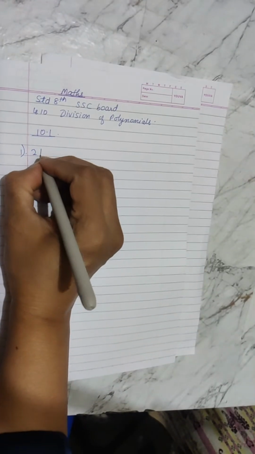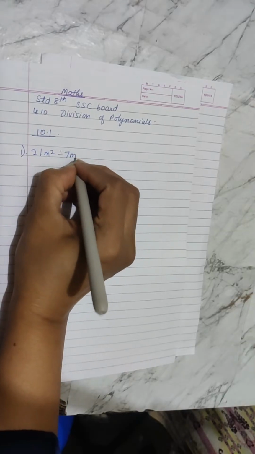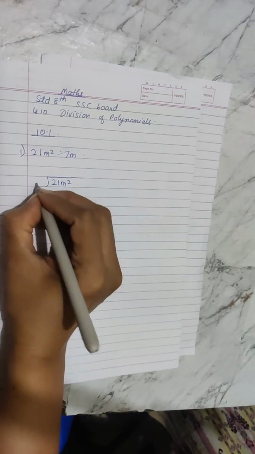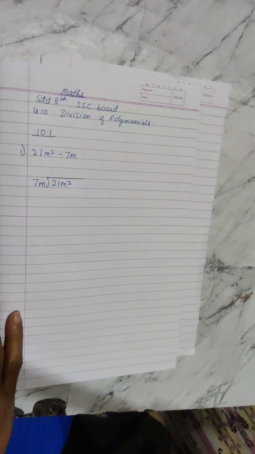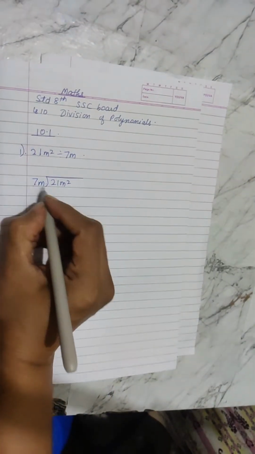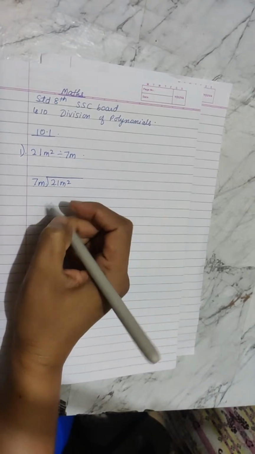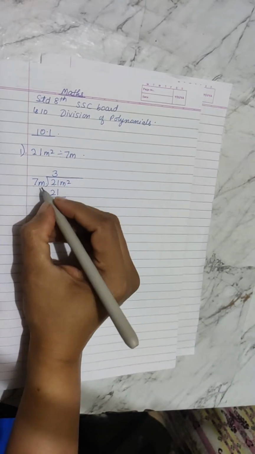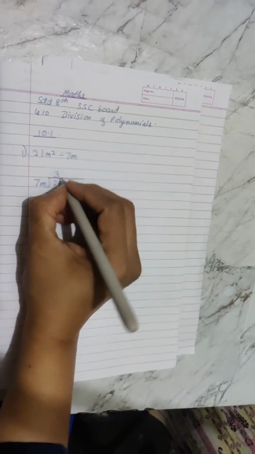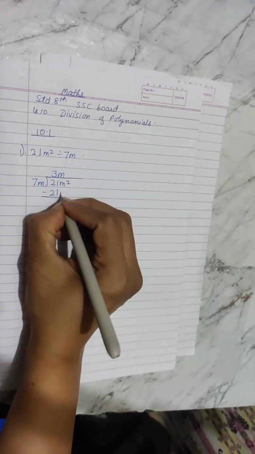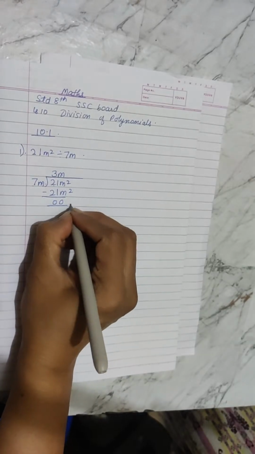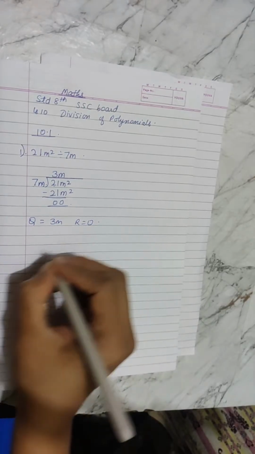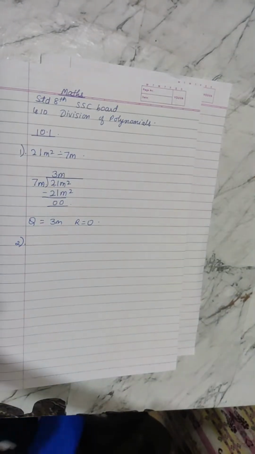The first sum says 21m square divided by 7m. So 21m square and 7m. Fine. So numbers, you know 7 goes in 21 three times, 7 3s are 21. So m into m will give me m square, right? So the quotient is 3m and my remainder is 0. Okay, coming to the second sum.